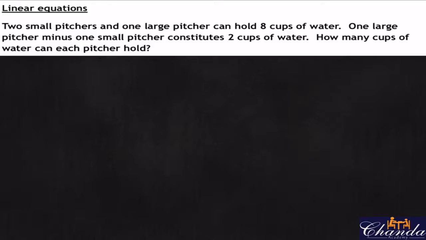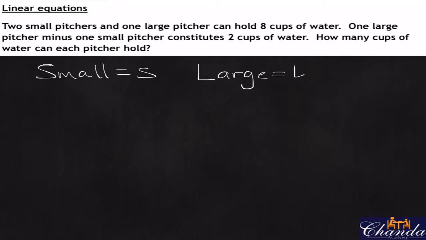So once again guys, when it comes to linear equations, you need to be aware that we will be working with letters. So let's call the small pitchers S. The large ones, yep, you guessed it, can be L. So it says two small pitchers, so 2 times S, which is simply 2S, and one large pitcher can hold 8 cups of water. So 2S plus 1L, which is just L, is equal to 8. So that's one equation right there.